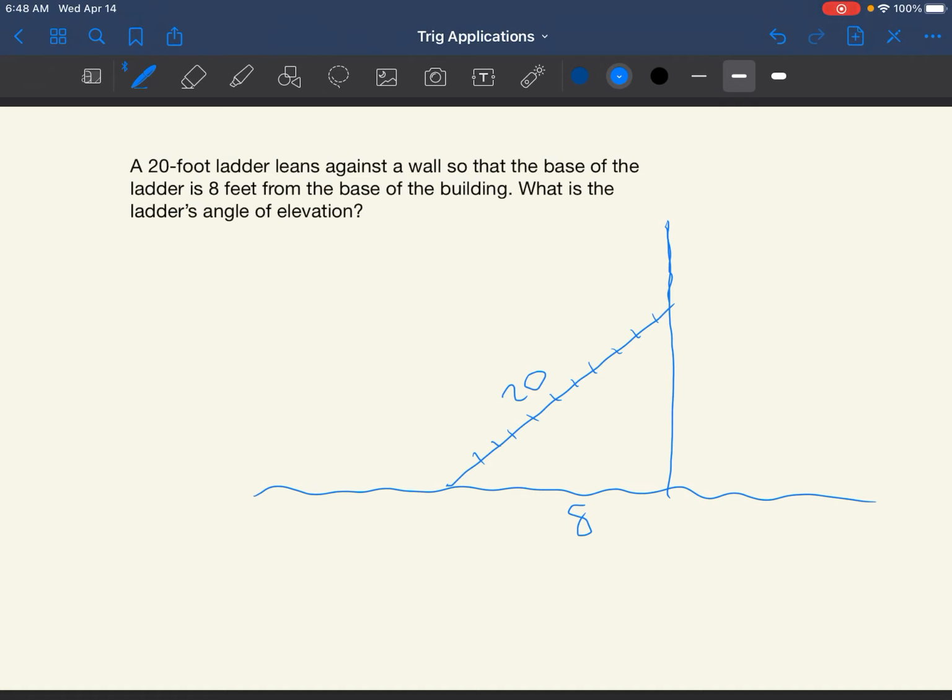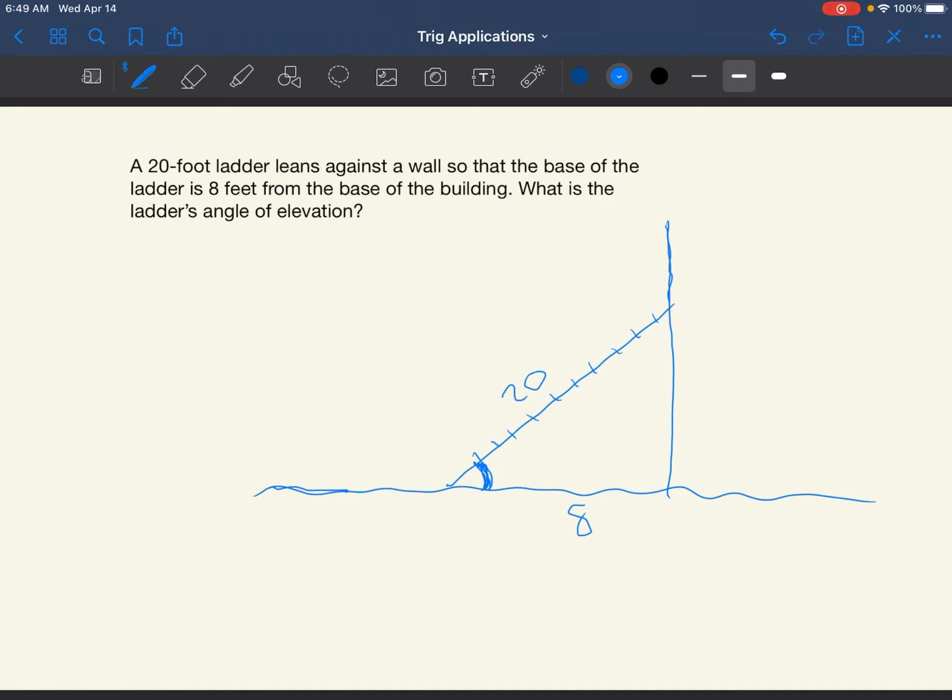What is the ladder's angle of elevation? Well, we just talked about angle of elevation. Again, it goes from the horizontal, which in this case is the ground, up to the object, which is the ladder. So the angle of elevation is that angle right there. That is the angle of elevation. So I'll go ahead and put my little arc mark. An arc mark is this little symbol right there. It tells me that's the angle I'm working from. And there we have it.